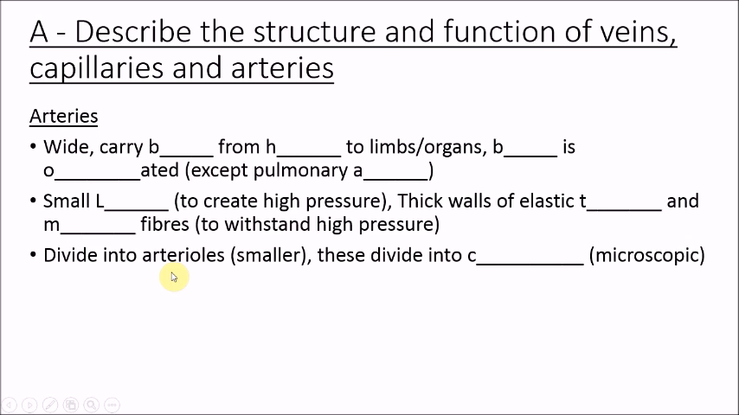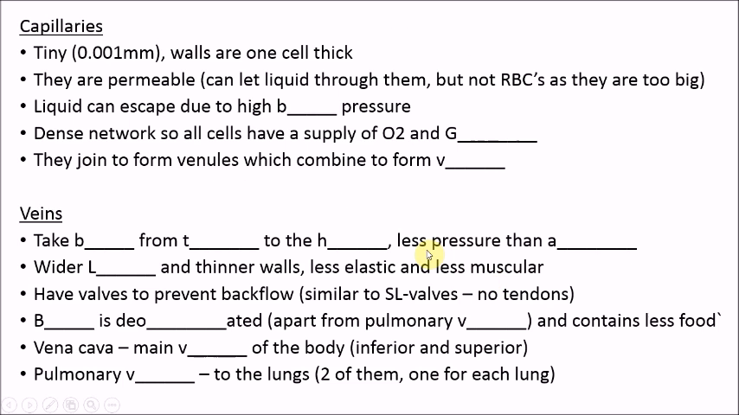They divide into arterioles, which are smaller, and these divide into capillaries. Capillaries are tiny, very tiny. The walls are only 1 cell thick. They're 1 cell thick so that they can have a short distance for exchange of substances, again structure and function. They're permeable, they can let liquid through them, but not red blood cells because they're too big. Red blood cells cannot pass through capillaries.